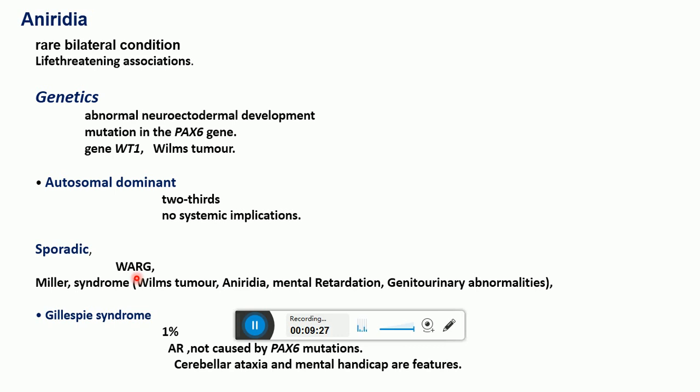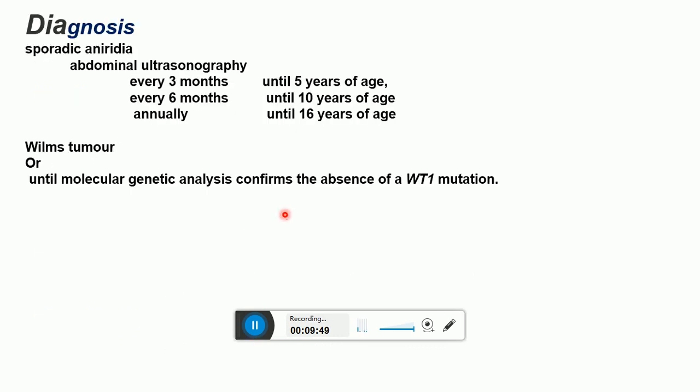In 1/3 of patients, children with sporadic aniridia have about 30% chance of developing Wilms tumor. Gillespie syndrome counts for 1% of cases. Inheritance is autosomal recessive but is not caused by PAX6 mutation. Cerebellar ataxia and learning disabilities are features.